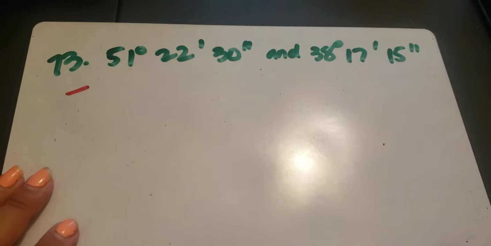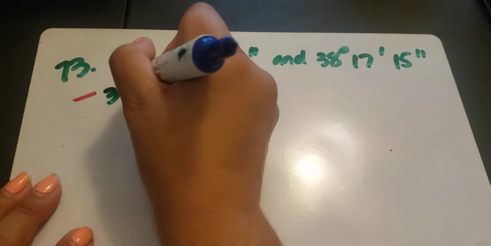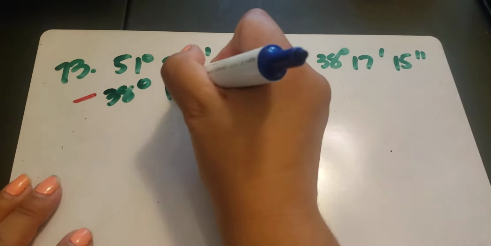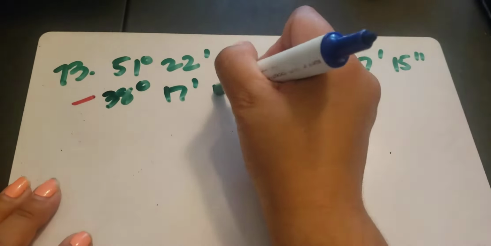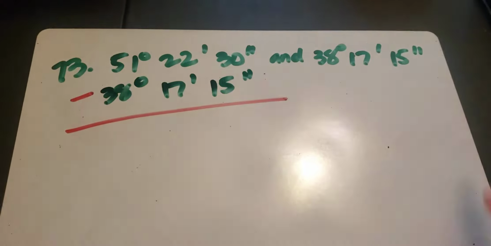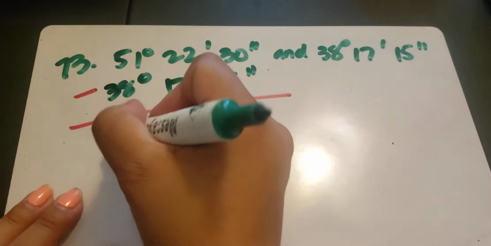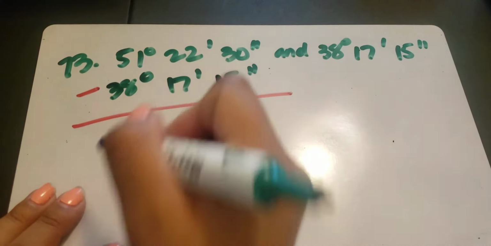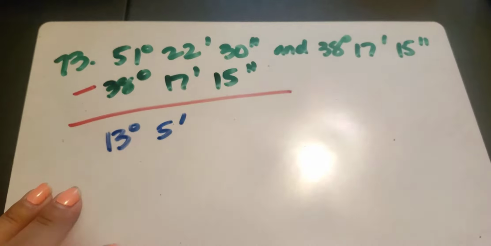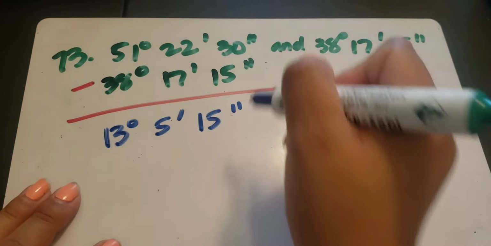Even though it's written this way, I'm actually going to line them up vertically. So I'm going to line up the like terms, okay? So 38 degrees, 17 minutes, and 15 seconds. And guys, all you really have to do is just subtract, okay? So 51 minus 38 will give us 13 degrees. 22 minus 17 will give us 5 minutes. And 30 minus 15 will give us 15 seconds.